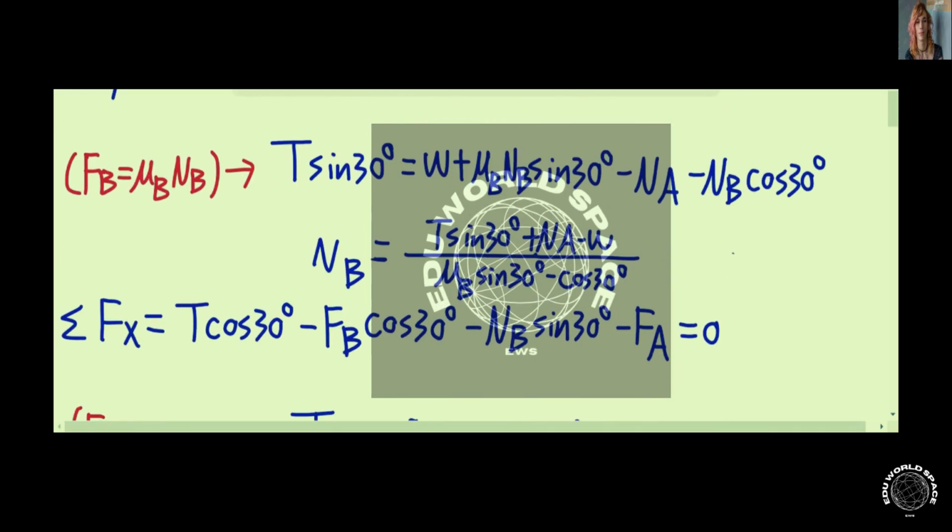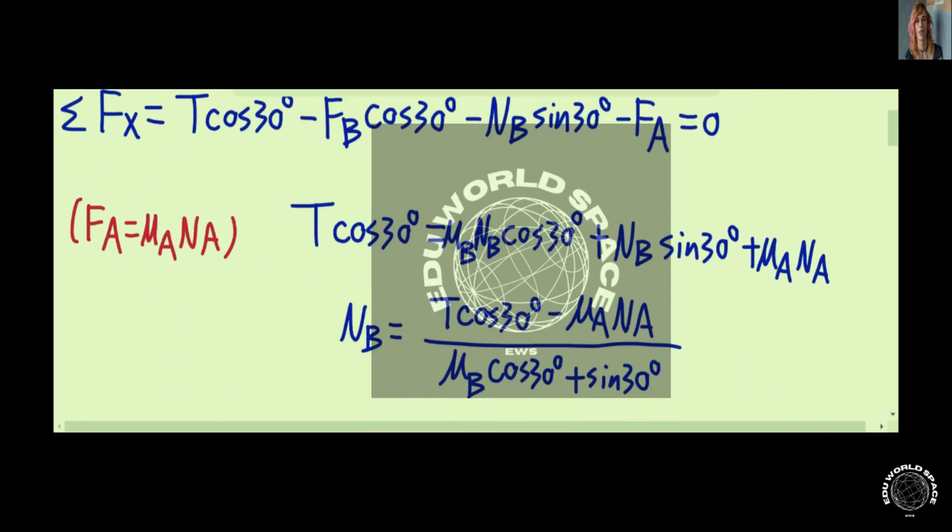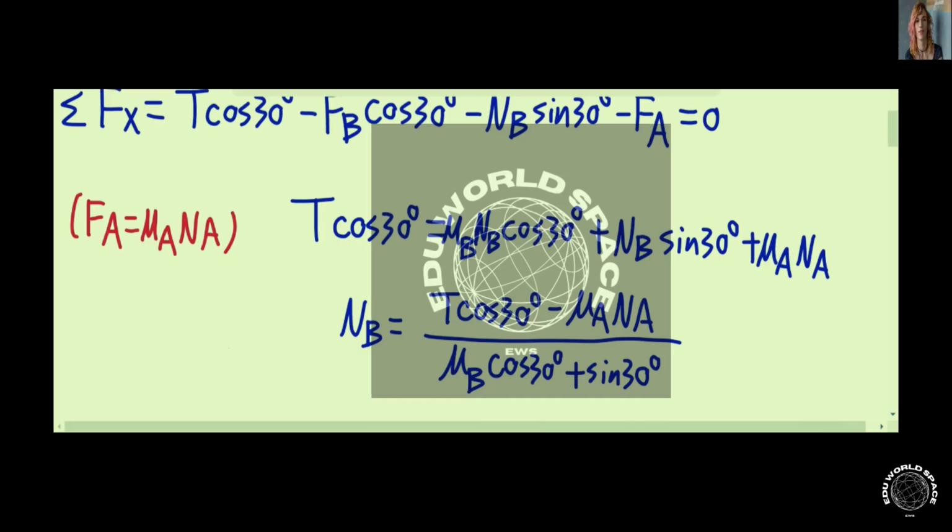And we know Fx, which is the net force along the x direction, is also equal to 0. So we have T cosine 30 degree minus FB cosine 30 degree minus NB sine 30 degree minus FA is equal to 0. We know FA is equal to mu A NA. So we have T cosine 30 degree is equal to mu B NB cosine 30 degree plus NB sine 30 degree, and then plus mu A NA. And this will give us NB is equal to (T cosine 30 degree minus mu A NA) over (mu B cosine 30 degree plus sine 30 degree).